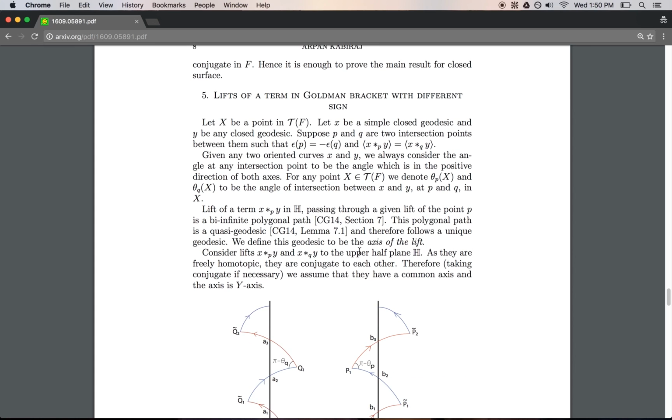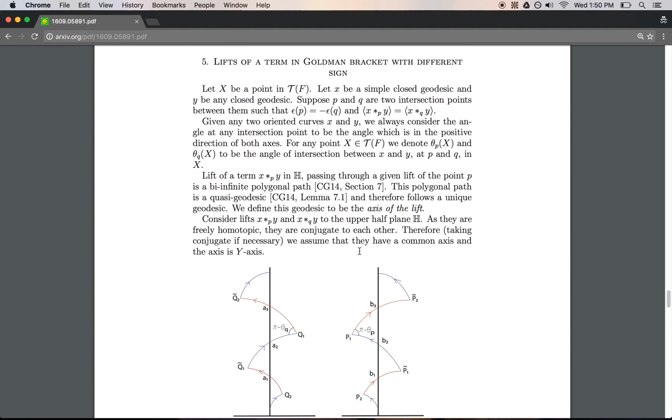Given any two oriented closed curves, x and y, we always consider the angle at intersection point to be the angle which is in the positive direction of both axes. For any point x, which are elements of script T of F, we denote phi sub p of x and phi sub q of x to be the angle of intersection between x and y at p and q in x.